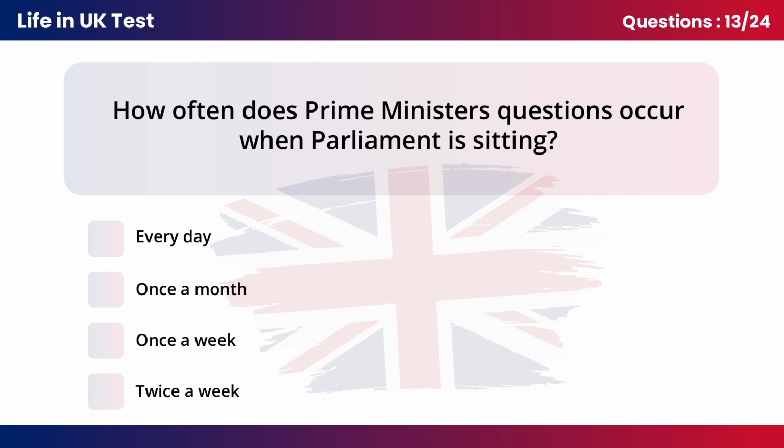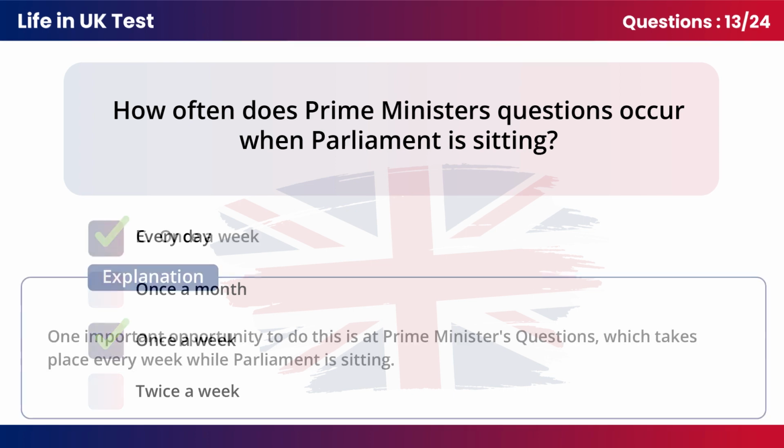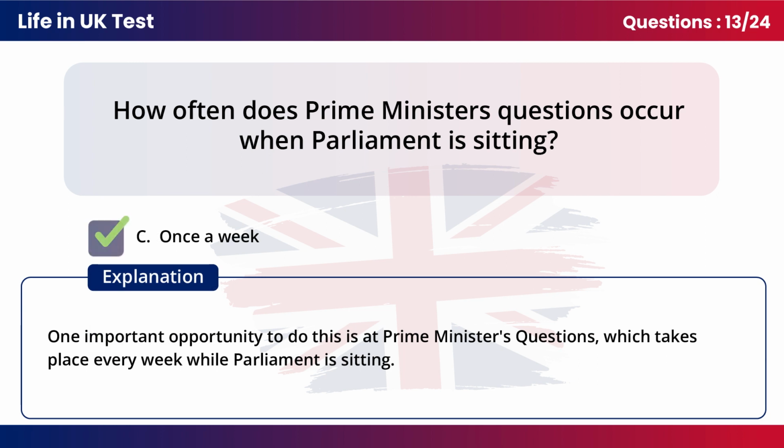Question 13. How often does Prime Minister's Questions occur when Parliament is sitting? C. Once a week. One important opportunity to do this is at Prime Minister's Questions, which takes place every week while Parliament is sitting.